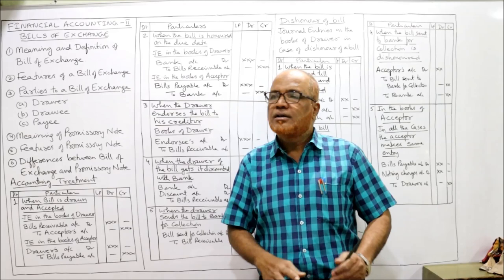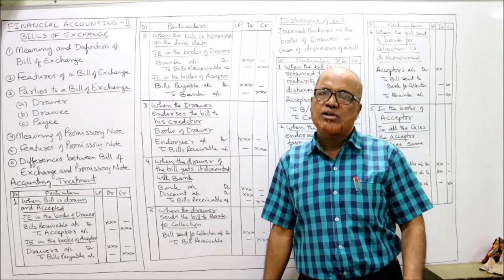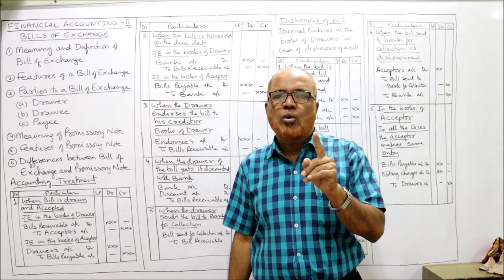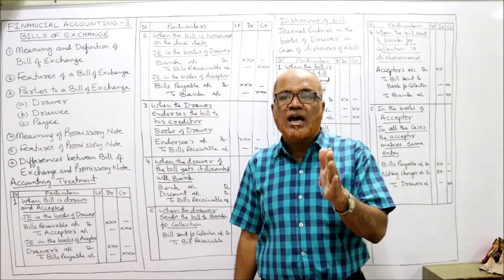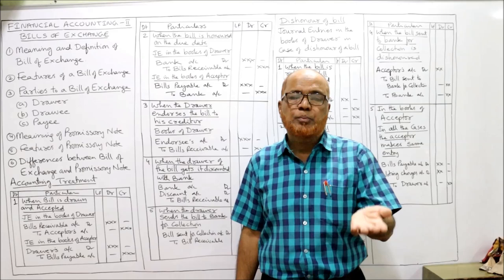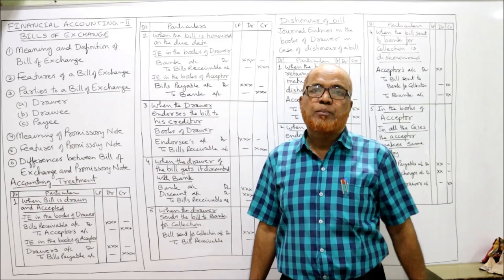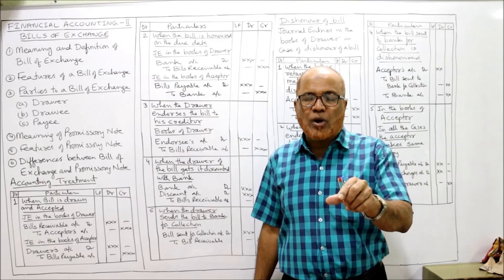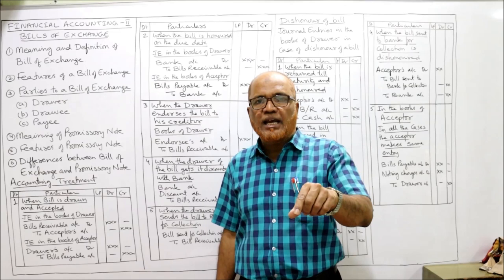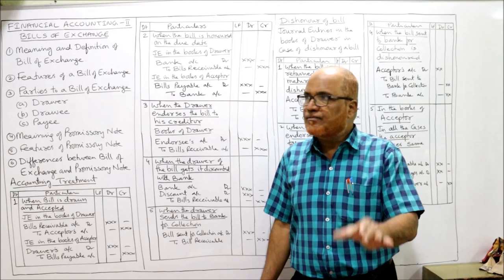Now, features of promissory note. Similar features are there, with slight differences. The first feature is a promissory note is a written document. Second, it must contain an undertaking, a promise to pay. Third, the promise should be unconditional. There should not be any condition attached with the promise. Next, it must be properly dated. It must be signed by the maker. It must be a promise to pay money only. It must contain the date on which the amount will be paid. So these are some of the features of promissory note.